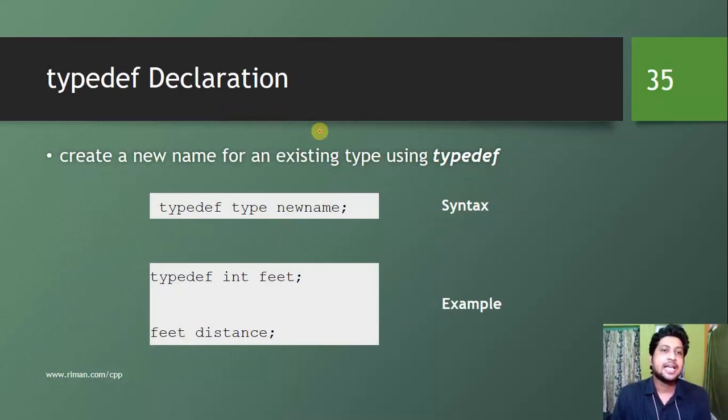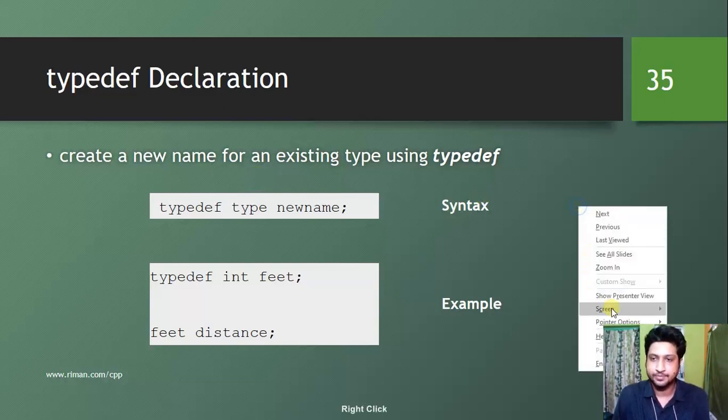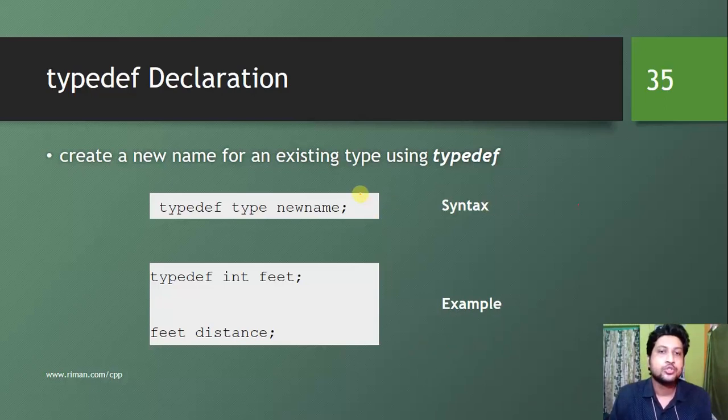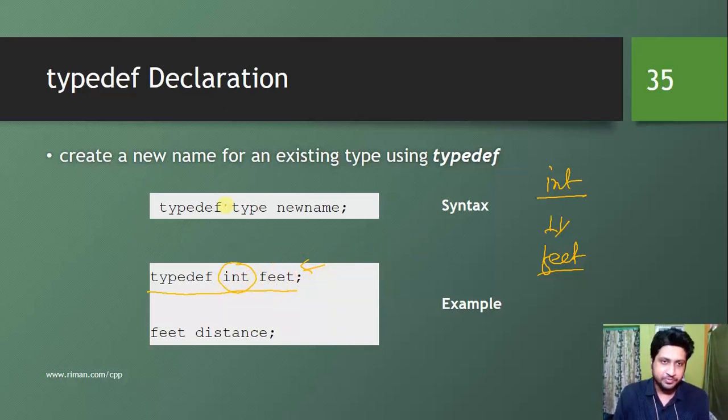Now this typedef declaration. So creating a new name for an existing type using typedef. So typedef is nothing but rename. So we have some int, we want to rename it to, suppose, fit. So what we can do, we can write this statement, typedef int fit. So int will be renamed to fit. So this is how typedef works.